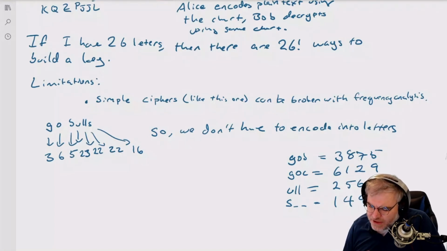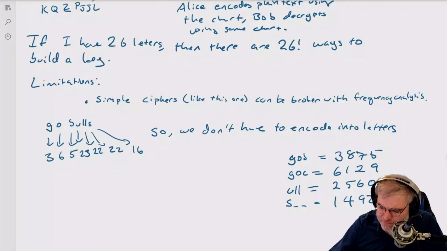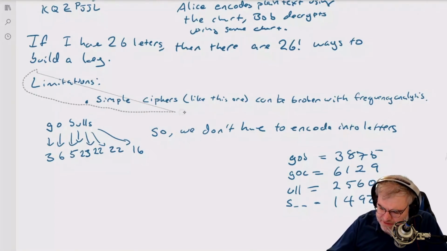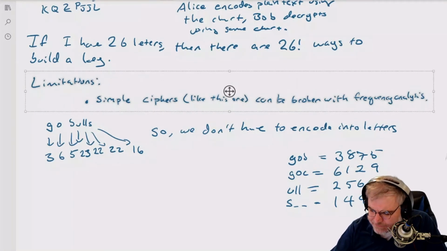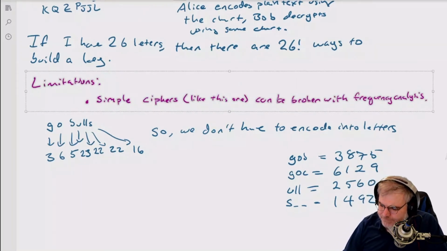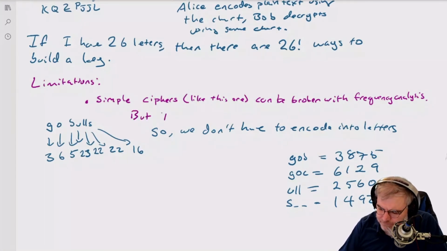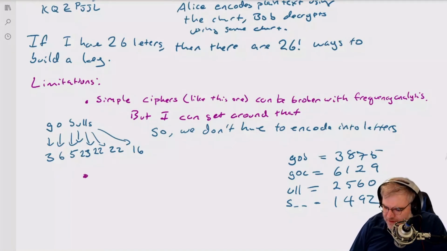But the major limitations, so we've got, as our limitation, we've got this. Simple ciphers can be broken with frequency analysis, but I can get around that. The next major limitation is that the key is very large.